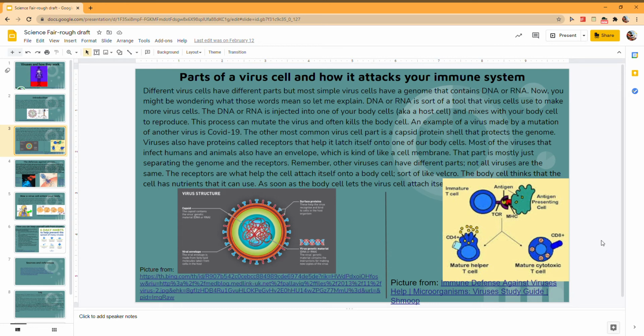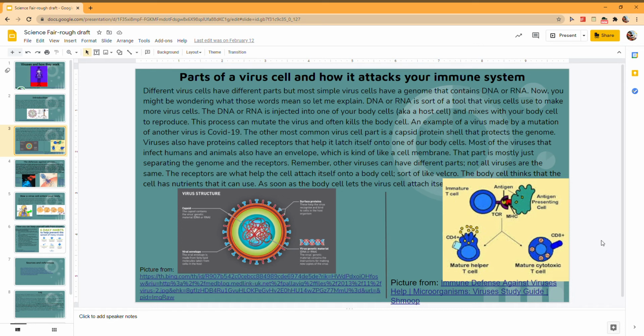Parts of a virus cell and how it attacks your immune system. Different virus cells have different parts, but most simple virus cells have a genome that contains DNA or RNA. Now, you might be wondering what these words mean, so let me explain.